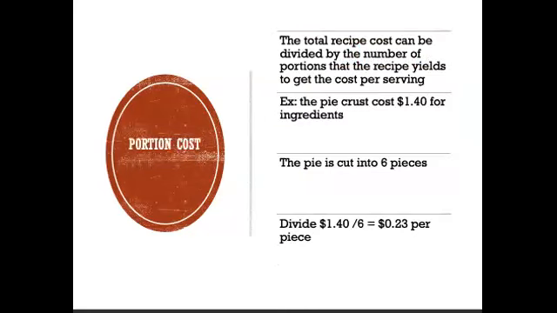So, continuing, portion cost. The total recipe cost can be divided by the number of portions that the recipe yields to get the cost per serving, right? So the pie crust, $1.40 for all the ingredients, and the pie is cut into 6 pieces. So your pie crust per portion will be 23 cents.